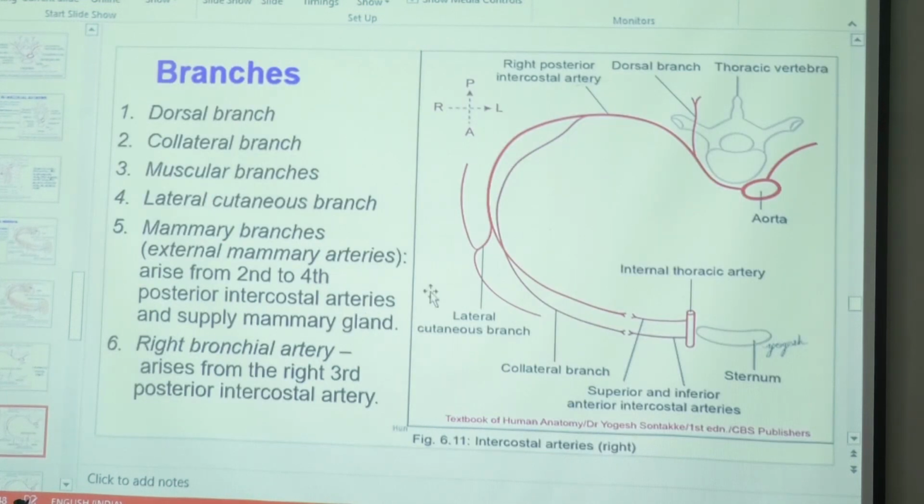Now what are the branches? Dorsal branch; here also, like the nerve, the branches are coming. Dorsal branch, one collateral branch, muscular branches to adjacent muscles, lateral cutaneous branch, and here is the lateral cutaneous branch. Mammary branches: external mammary arteries arise from the second to fourth posterior intercostal arteries, and they supply the mammary gland. And the right bronchial artery arises from the right third posterior intercostal artery.